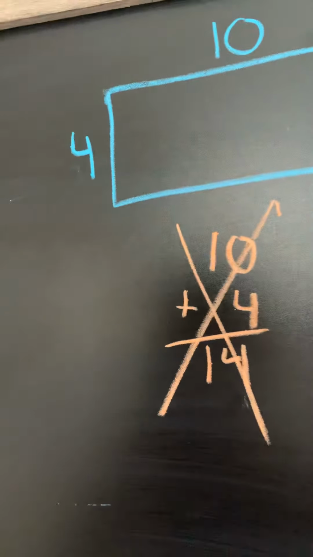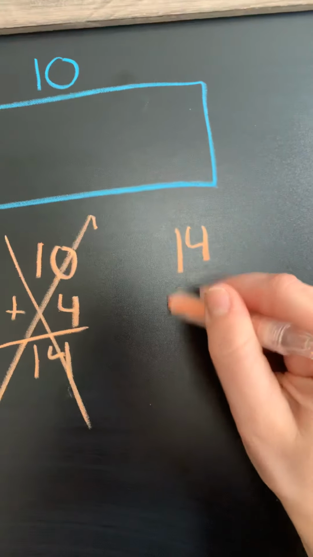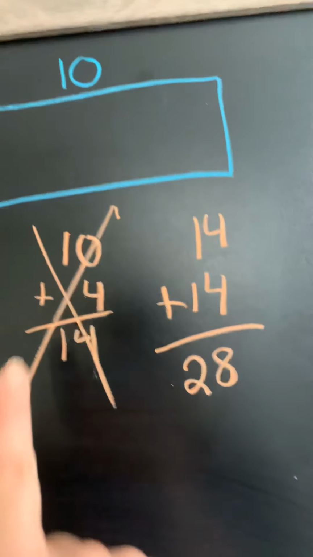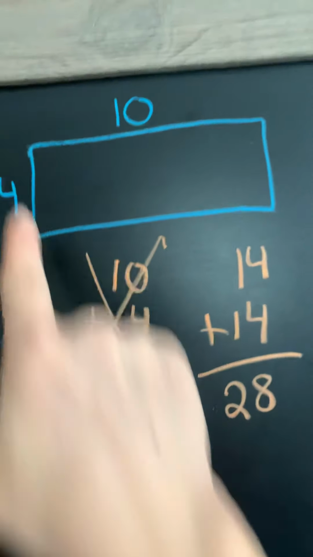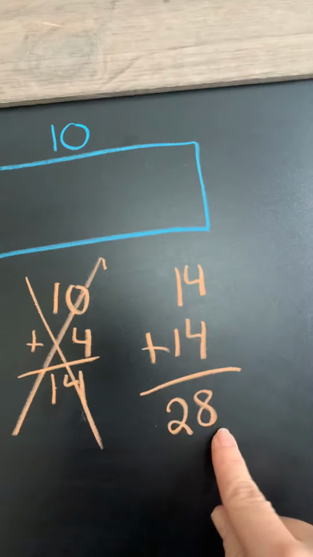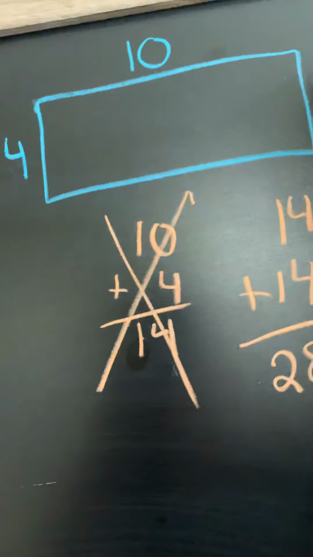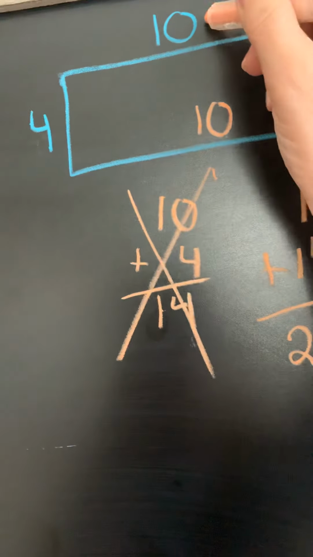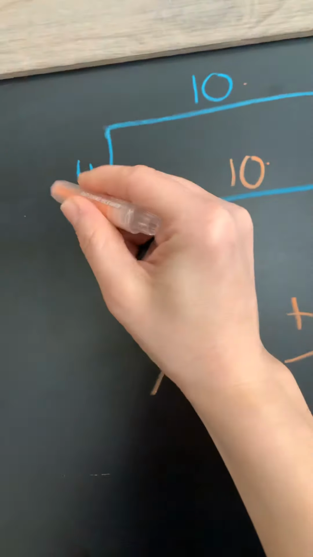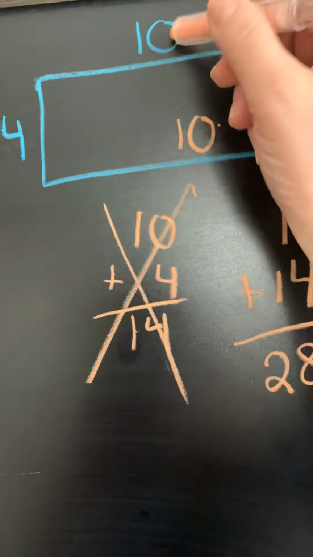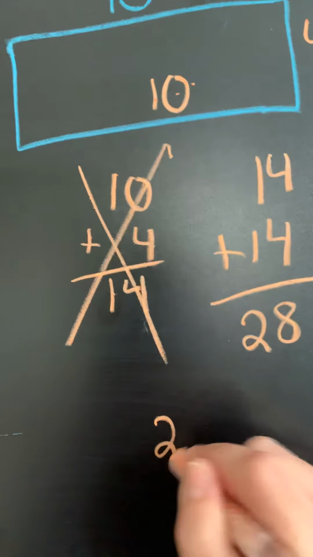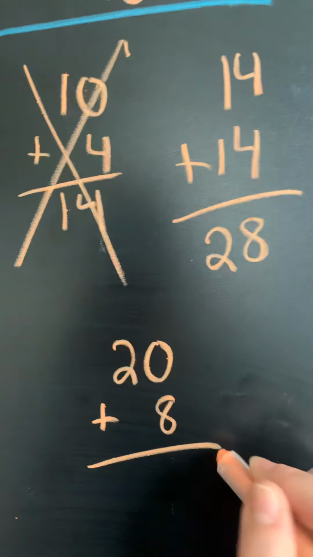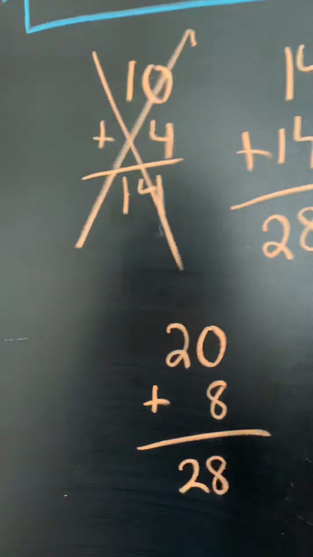You could do that, but then you would have to go 14 plus 14 to give you 28, because that's half of it. That's two of the sides. So if you add double that number, then you would get the whole thing. Or you could go in and fill it in, and then you could go 10 plus 10 plus 4 plus 4. Or in your head, if you know 10 plus 10 is 20, 4 plus 4 is 8, 20 plus 8, so goodness, 28.